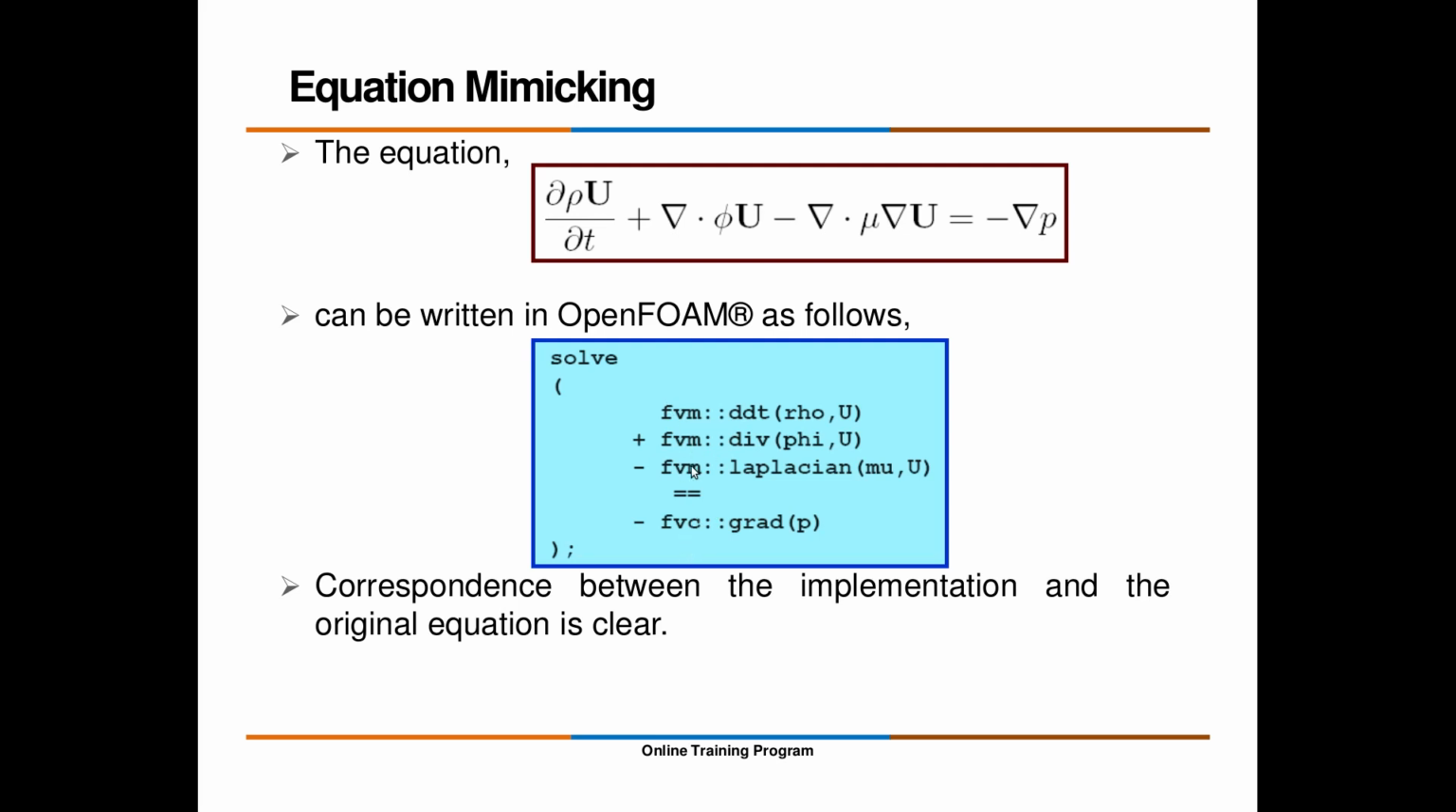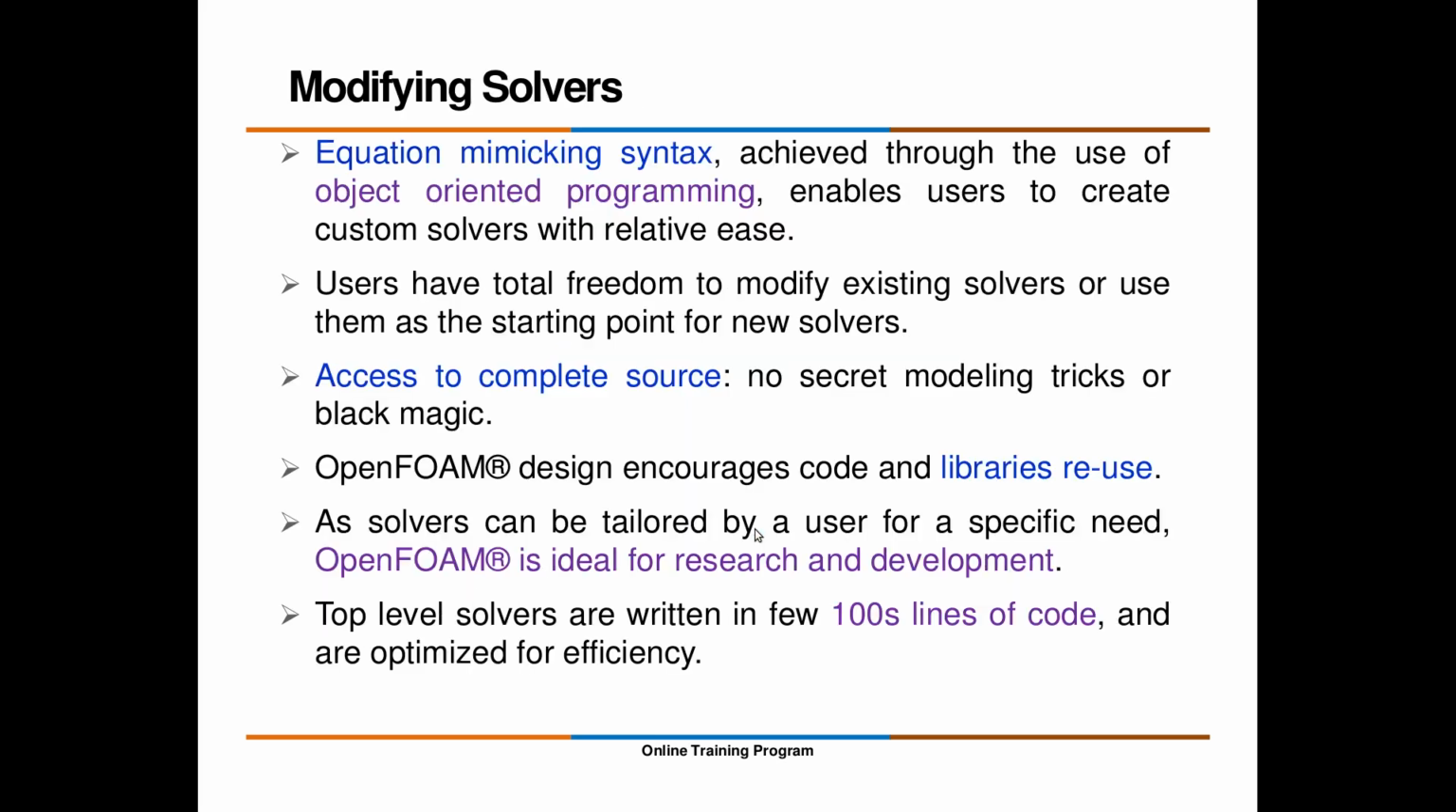But if you look inside, another concept is implicit and explicit schemes. What it means: FVM is wherever it is implicit, and FVC is always explicit. That means whatever pressure we are going to use for this gradient comes from the previous time step or from the guess value. Where you require a term implicitly, you type FVM; where you require a term explicitly, you type FVC. That is how you can code any class of equation. So it is called equation mimicking syntax. It is very handy, and a very simplified way to write your own code.